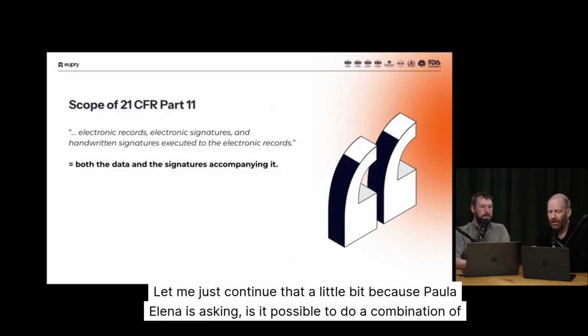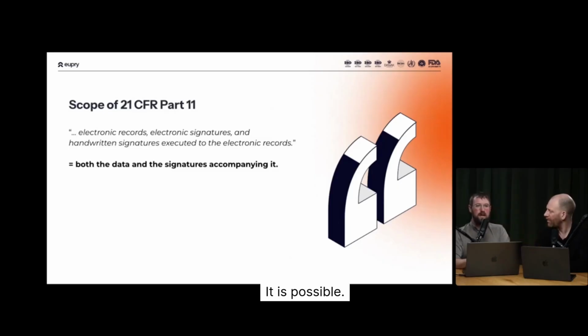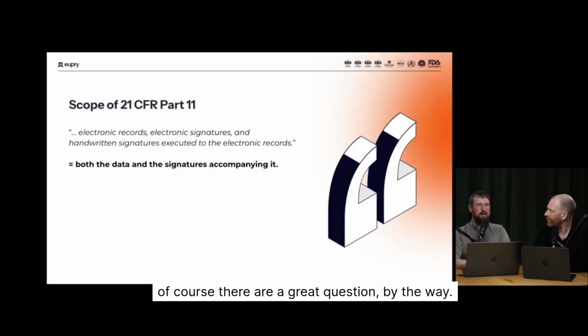Of course. Yeah. Let me just continue that a little bit because Paula Elena is asking, is it possible to do a combination of wet signatures and electronic signatures in the same document? It is possible, yes. Great question, by the way.